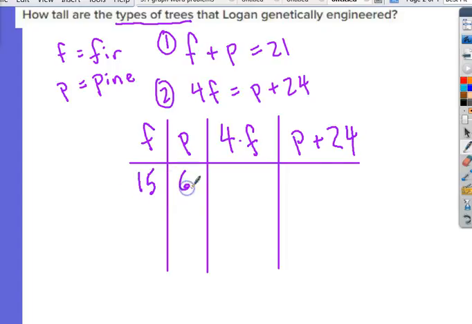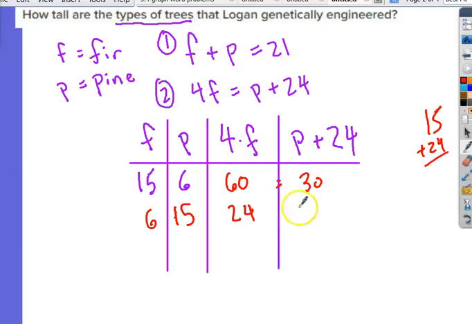15 and 6. So let's see, 4 of those fir trees on top of each other would be 4 times 15, which is 60. And 1 pine tree plus 24 more would just be 30. So that's nowhere close. I'm looking for these to be equal to each other. So let me switch them around because I think the bigger number needs to be in the pine tree. 4 times 6 is 24, and 15 plus 24 is 39, and those are still not equal to each other.